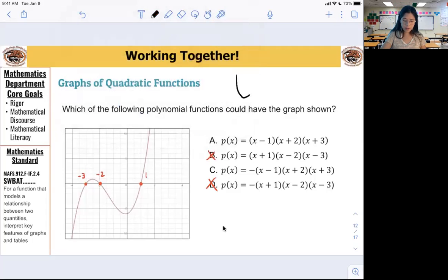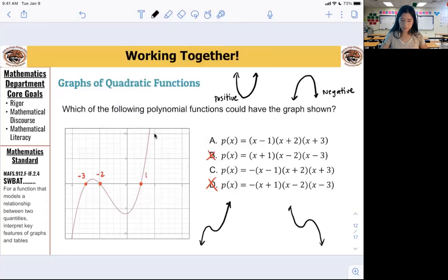So parabolas, they can go upwards or they can go downwards, right? This would be a positive graph. And then this one would be a negative graph. The same thing happens when you have a cubic. So for cubic functions, it can go this way or it can go this way. What do you guys think? Is this one positive or negative? Positive. Yeah, this is positive.